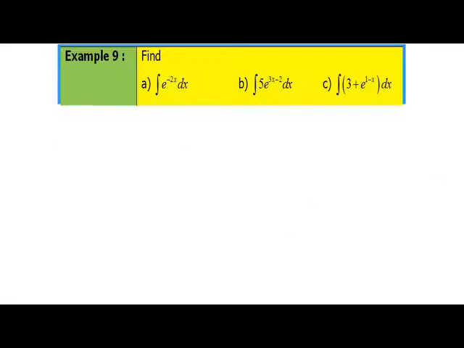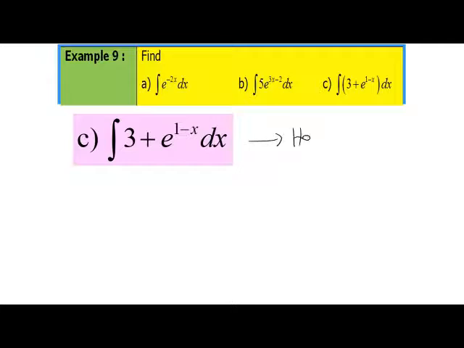Okay, next, part C here. So for part C here, this is your homework. I hope you all can do this question.